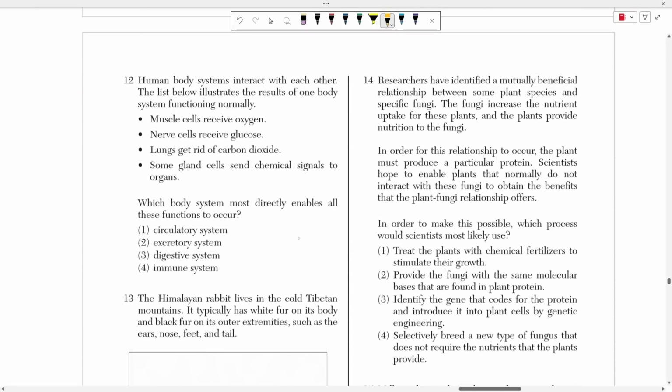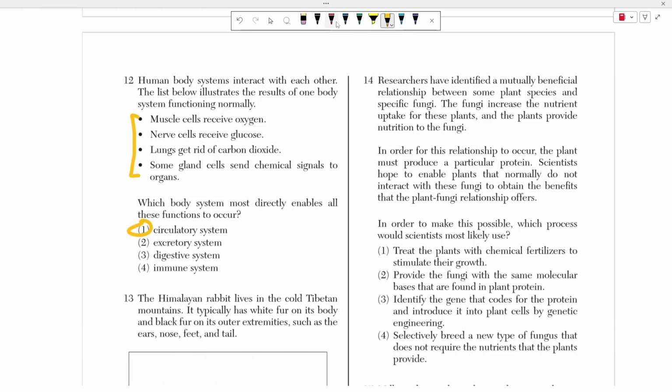12. Human body systems interact with one another. The list below illustrates the results of one body system functioning normally. Muscle cells receive oxygen, nerve cells receive glucose, lungs get rid of carbon dioxide, and some gland cells send chemical signals to organs. Which body system most directly enables all of these functions to occur, right? So which body system is going to be responsible for all of this? And that's going to be the circulatory system, right? How are all of these connected?